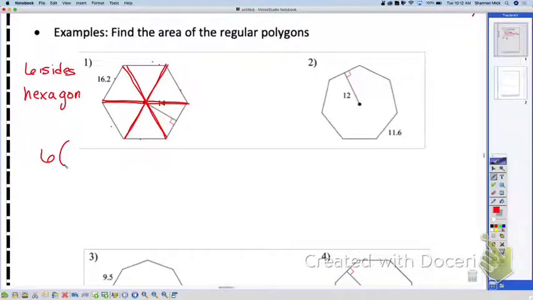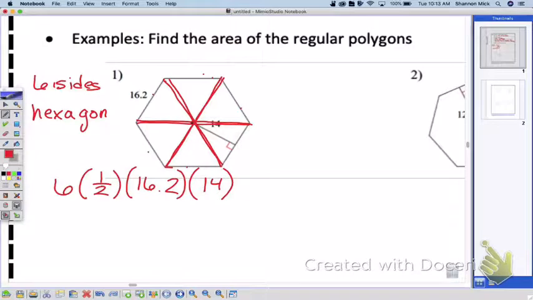So for 1 triangle, half, what's the base? 16.2 is the base, because all the sides are 16.2, right? Because I know they're all the same because it's a regular polygon, right? And then what's the height? 14. That height is called the apothem. That height is called the apothem, and it's not something we're going to find. You find it with the Pythagorean theorem if you couldn't guess, because we have a right triangle there, don't we?